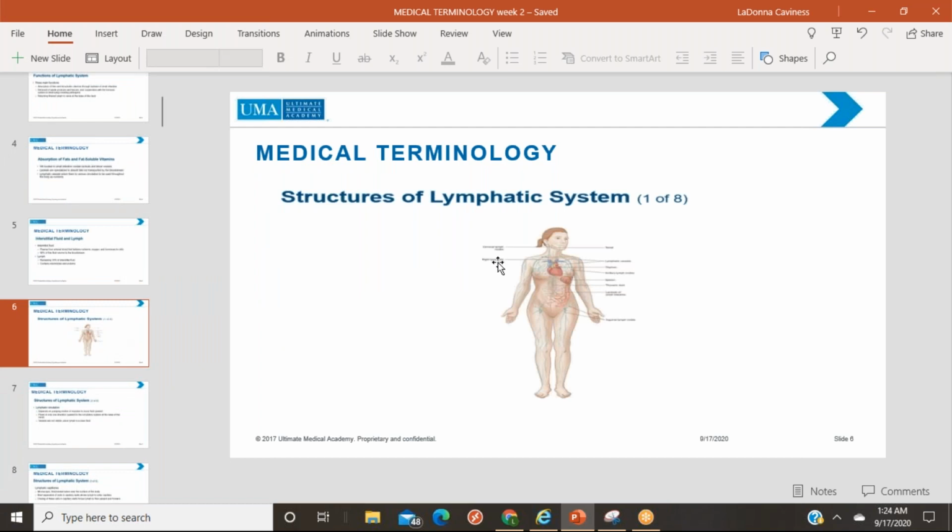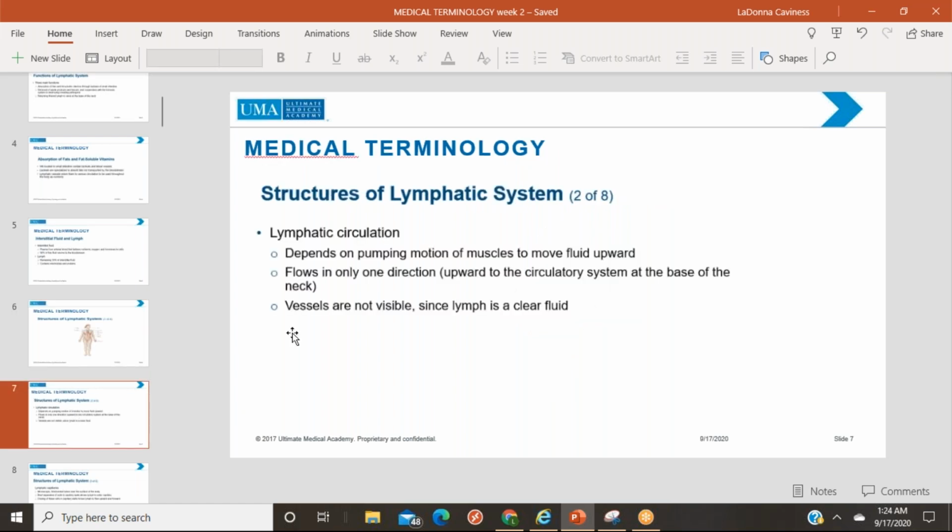Structures of the lymphatic system. And this is just a diagram, 1 of 8. Structures of the lymphatic system.